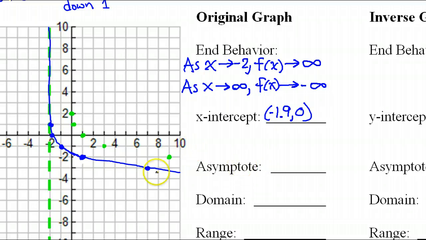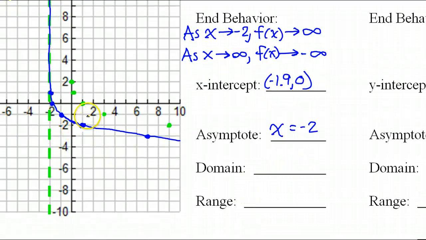Now, the asymptote. Clearly the asymptote is here at negative 2. Vertical lines are always x equals. Alright, so x equals negative 2. Now the domain. The domain is how far it goes to the left and how far it goes to the right. To the left, it stops at the asymptote. So the domain will be -2. On the right, it goes forever. So -2 to infinity.